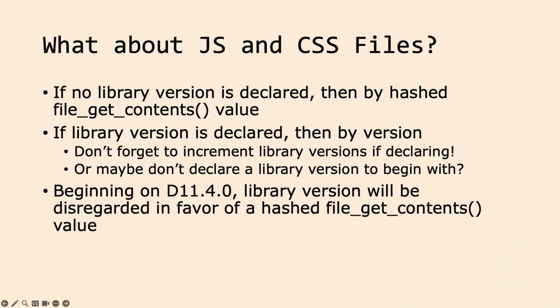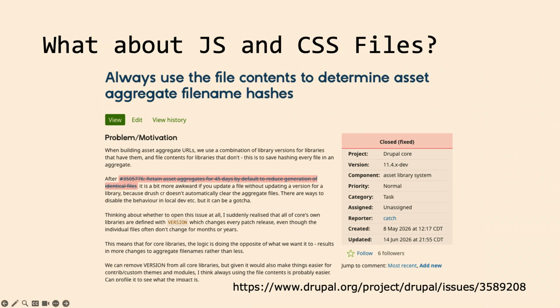But there's been a behavior change. In Drupal 11.4, the library version is basically just disregarded because people forget to increment their library versions. And so it's just going to behave in a way as if library versions were never even a thing. And that was actually committed back on May 9th, and it was just released in Drupal 11.4. So a couple ways you can go about this. One, it's 3 lines of code. You could backport the patch, or you could just stop versioning your custom libraries now.